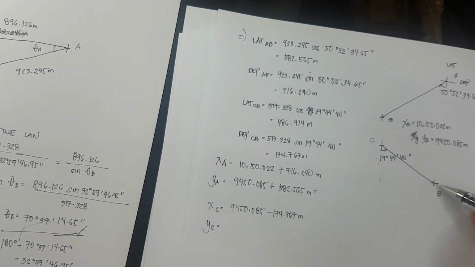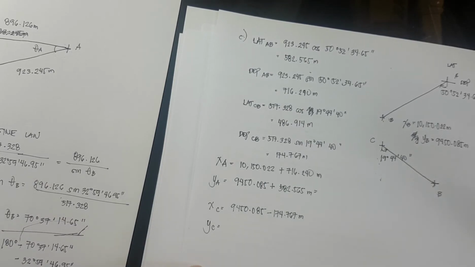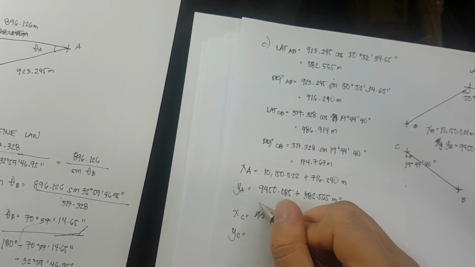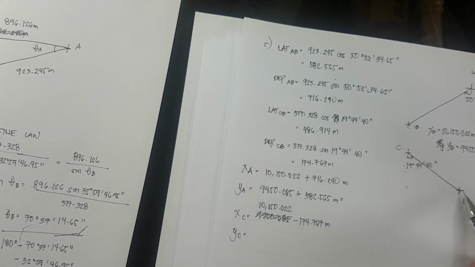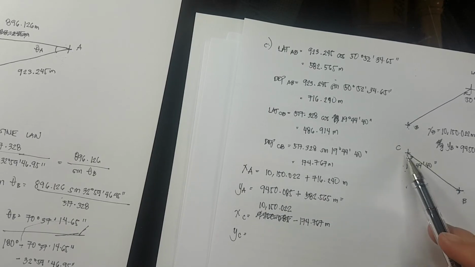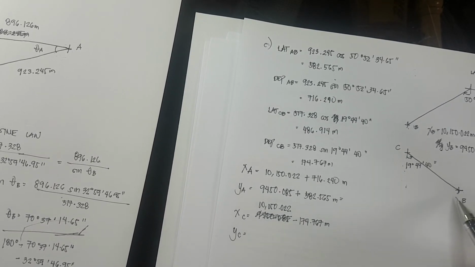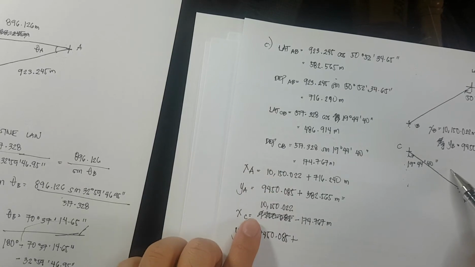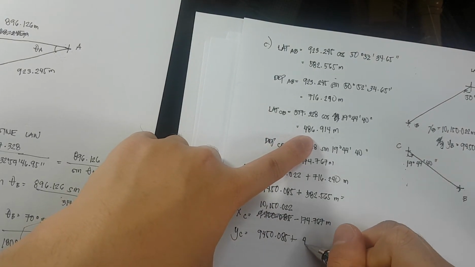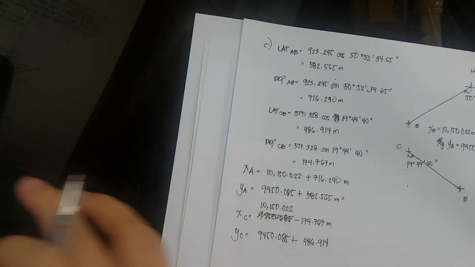Now we have here y sub C. Now, is y or the latitude of C above B? If it is above the reference, we're going to add. If it is below the reference, we're going to subtract. Our reference here is B and mali ito. This should be 10,150.022. Now, balik na tayo. We have here YB is our reference. Then y of C is upwards. Therefore, nasa taas. So, we're going to add. So, 9,450.085 plus the latitude of C. Latitude of C is equivalent to 486.914 because it is above the reference.